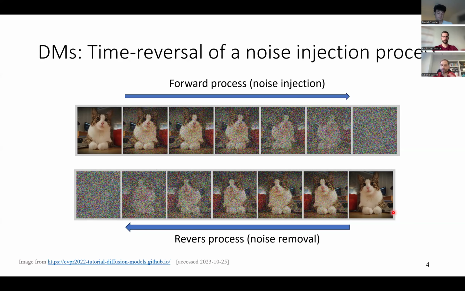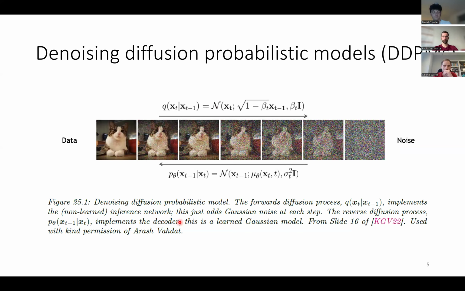So in all the methods that I'm going to present today, there's a forward process, which is the noise injection process, and a reverse process, which is the noise removal process. The noise injection I'm going to use to train a neural network that will actually learn how to denoise. So in fact, I'm learning a neural network that controls this reverse process. Okay, so that's this image here.